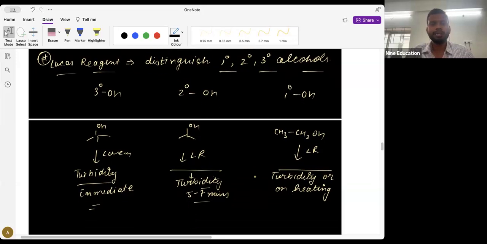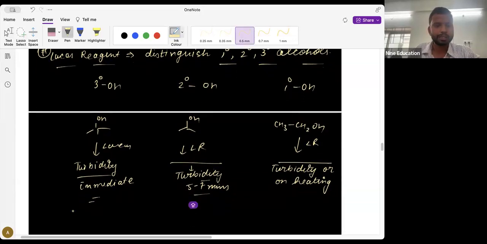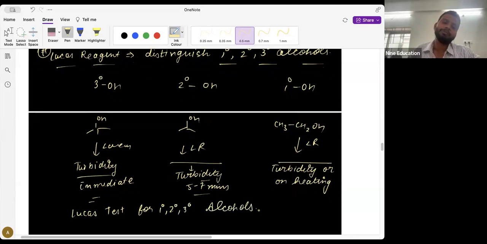So this Lucas reagent is also known as Lucas test. This is the Lucas test for 1 degree, 2 degree, and 3 degree alcohols. This always remember beta. ये याद रखना आप अच्छे से Lucas test करने के लिए.